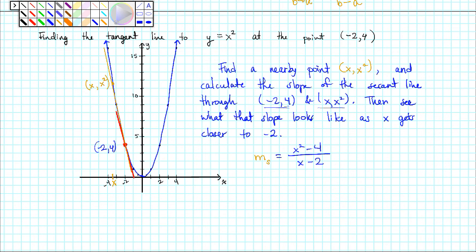And then the slope of the tangent line, let me put that in red, m sub t, is going to be the limit of that m sub s as x goes to -2. And I made a mistake. This is not x minus 2, it is x minus -2. So x squared minus 4 over x minus -2. Okay, so the slope of the tangent line will be the limit of the slope of the secant line as x goes to -2. And I'm going to go ahead and put this as x plus 2.